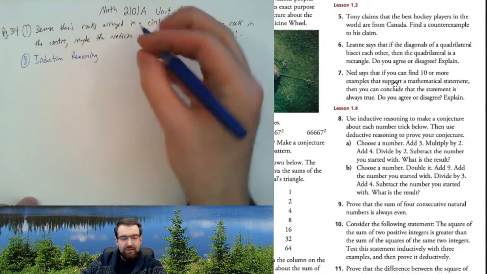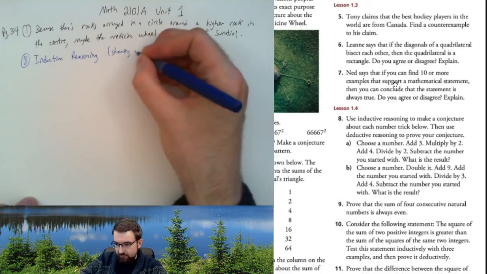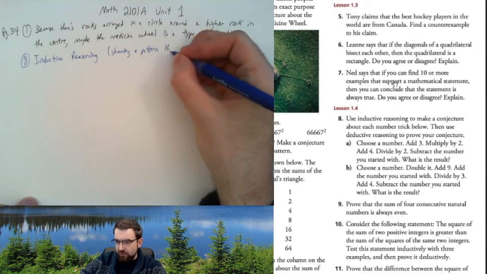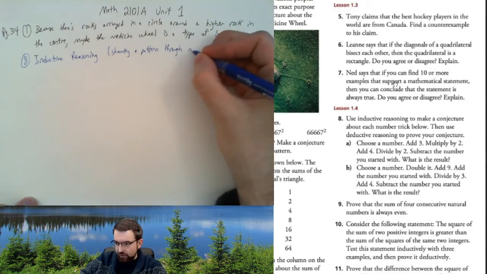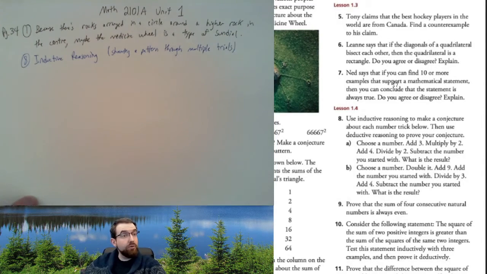So inductive reasoning is showing a pattern through, we'll say, multiple trials. Showing a pattern through multiple trials, right? So I would want you to just do maybe 2 or 3 runs of this sort of number game and see what answer you get.